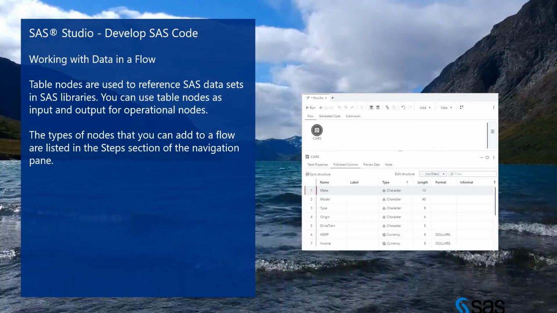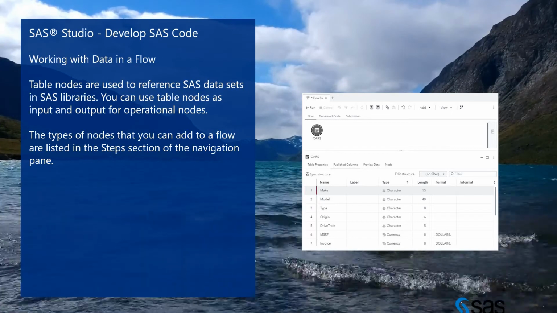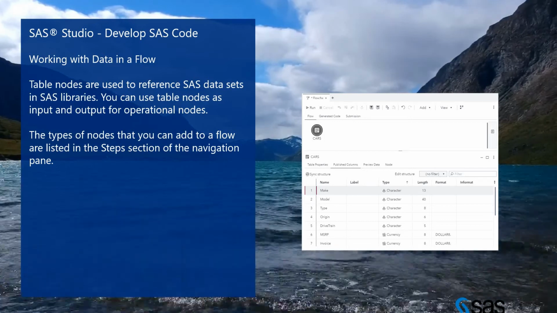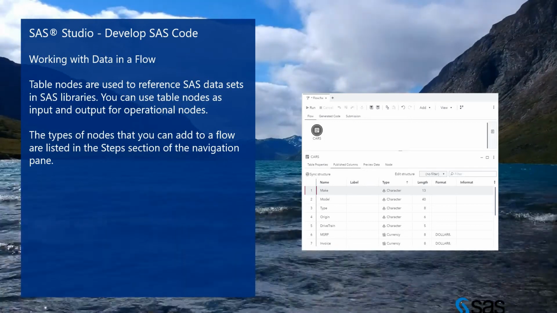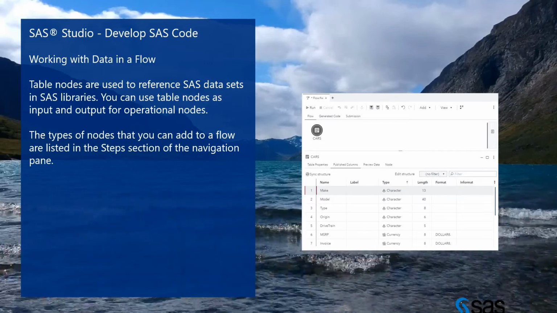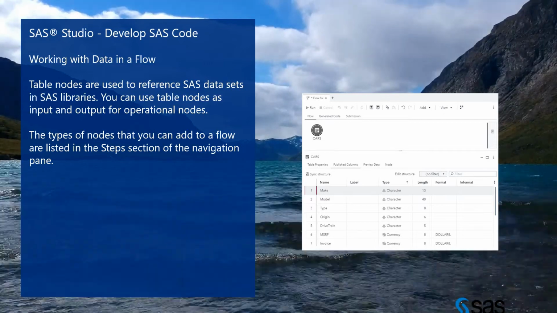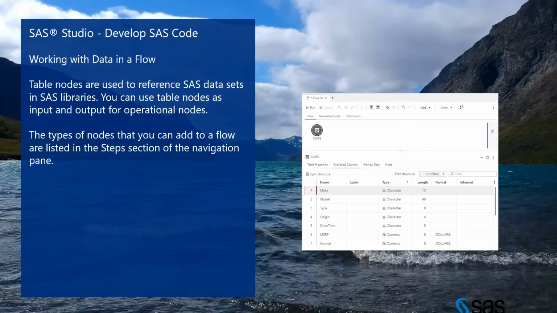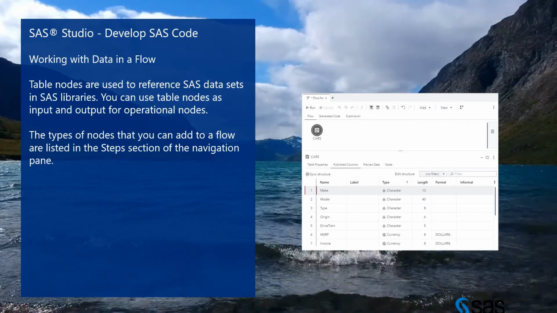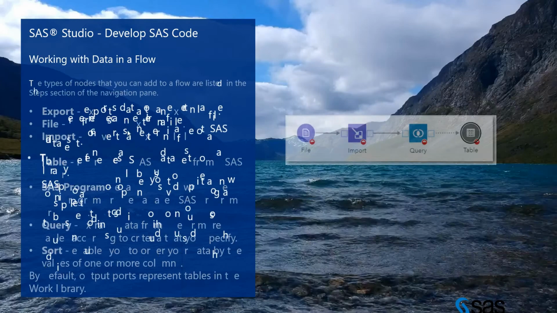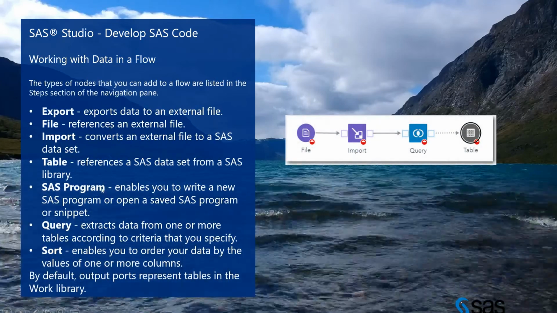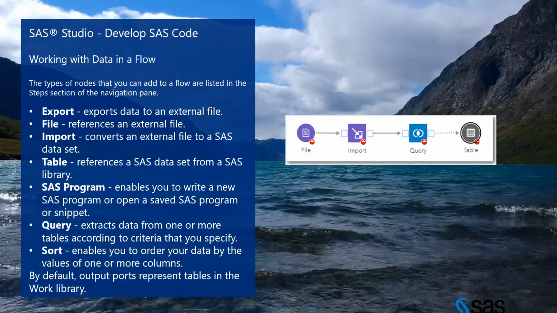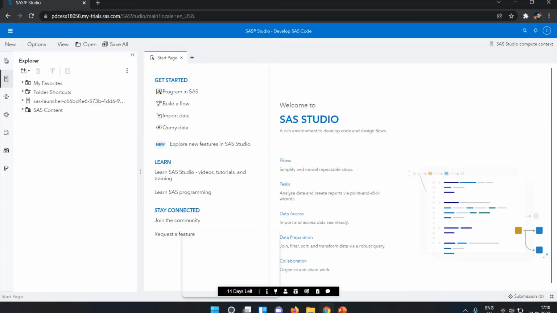Table nodes are used to reference the SAS data sets in SAS libraries. You can use table nodes as input or output operation nodes. The types of nodes that you can add to a flow are listed in the Steps section of the navigation pane. Now you can see here all the nodes that are available in the flow. So let's see in SAS Studio.